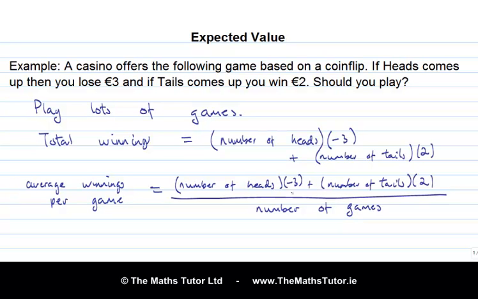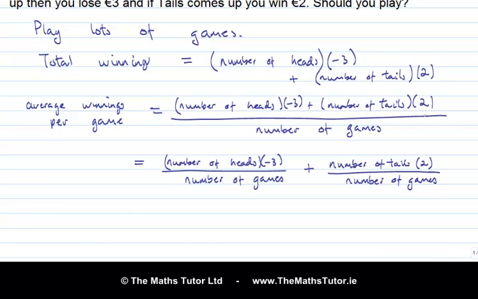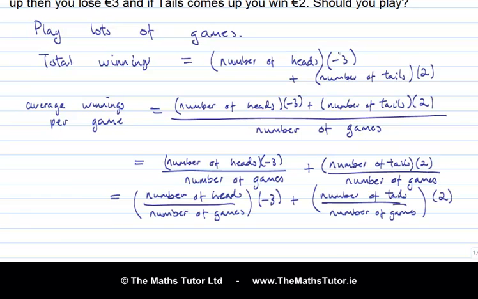But now we can split this up into two terms. So instead of having this single term here, we can split it up into two terms, and we have the number of heads times minus 3 over the number of games plus the number of tails times 2 over the number of games. And now we can do one other step. We can take these fractions and rewrite them like this. We can take the number of heads divided by the number of games and then multiply that by minus 3, and do the same for this other term over here.